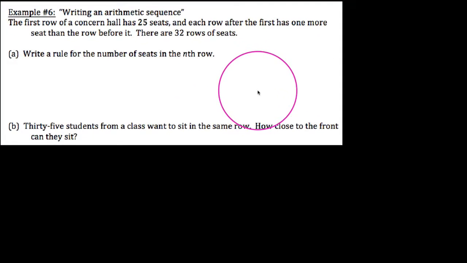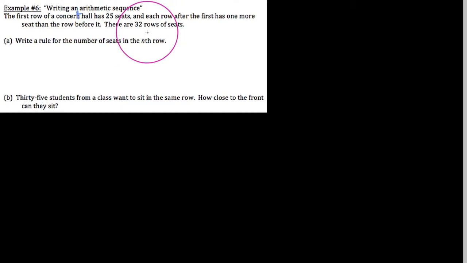In this video, we're going to put together all of our knowledge of arithmetic sequences and series in order to confront a situation that involves something that's very arithmetic. So let's go ahead and take a look at the example I've provided here. It says the first row of a concert hall has 25 seats, each row after the first one has one more seat than the row before it, and there are 32 rows of seats.